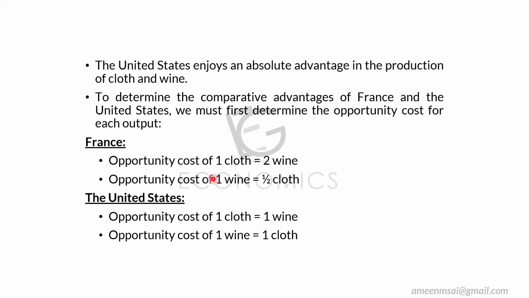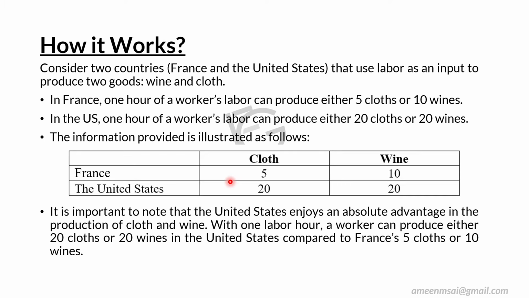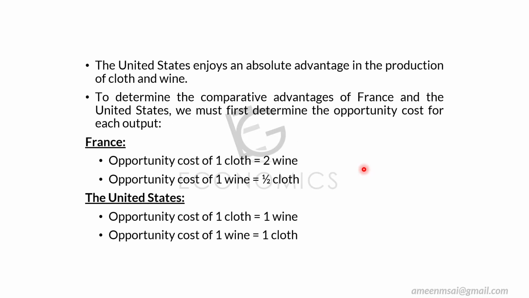The opportunity cost of producing one wine is 5 by 10, that is 1 by 2. So what is the opportunity cost of producing one cloth? If you are producing one cloth, you will miss the time to produce 2 wines. If we are producing one wine, we will miss the time, the labor, to produce half a cloth.